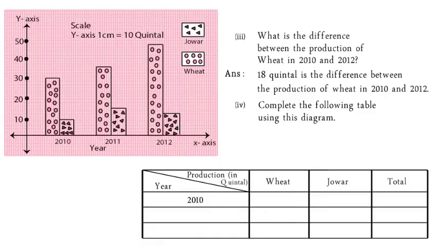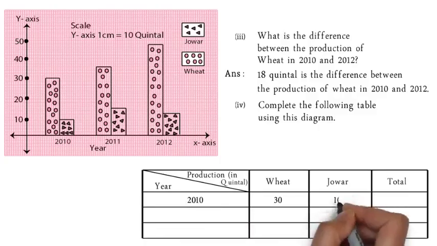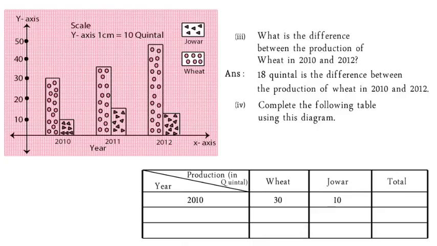In 2010, we can see from the graph that total wheat production was 30 quintals and total jawar production was 10 quintals, so the total production of both wheat and jawar for the year 2010 was 30 plus 10 is equal to 40 quintals. Now let's see it for the year 2011.